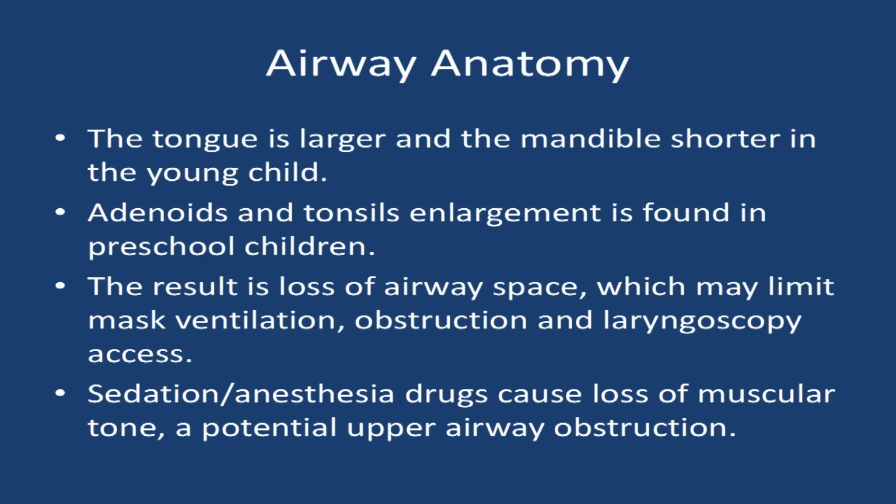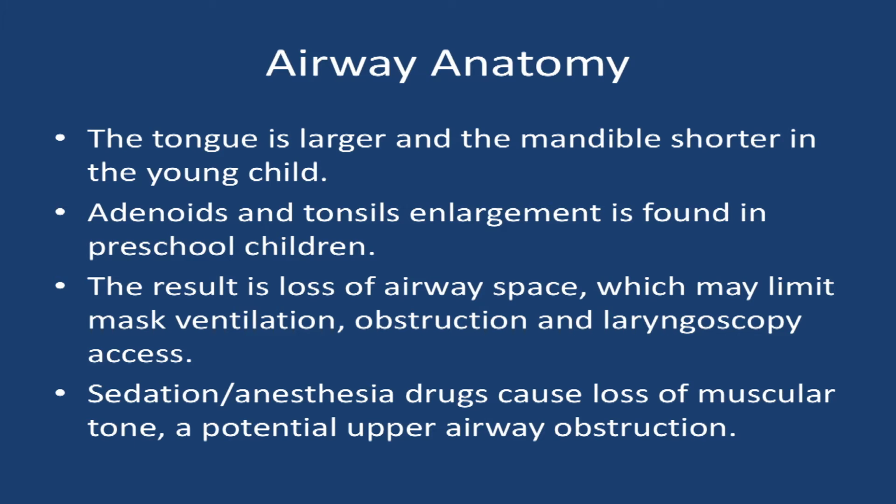Airway anatomy. The tongue is relatively larger and the mandible shorter in the young child. Adenoid and tonsil enlargement is found in preschool children. As we know, as children grow, they tend to be exposed to upper respiratory infections, and very frequently we see patients present to our office with enlarged tonsils. It's very important to understand that this is a compromise in the airway anatomy.